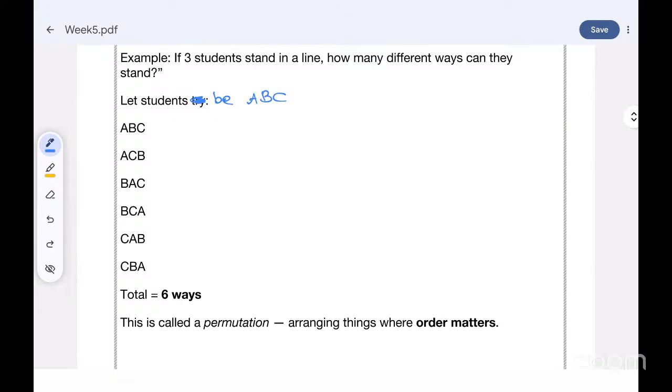Now, how many possible ways have we seen? 6 ways. Right? So this is called a permutation. In this permutation, what is important? Order is important. Right? So where they are standing in the line is important. Okay, if order matters, then that kind of arrangement is called a permutation. Okay.